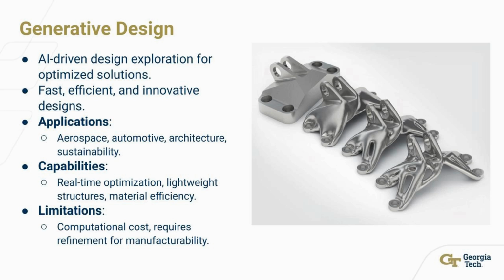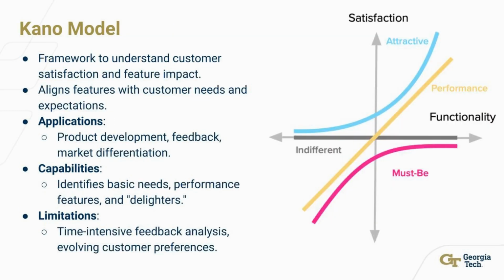The Kano model is a framework that helps businesses understand how product features impact customer satisfaction. As seen in the graph on the right, by categorizing features based on their ability to meet or exceed expectations, the Kano model ensures that products align closely with customer needs. This makes it a valuable tool in product development and manufacturing.